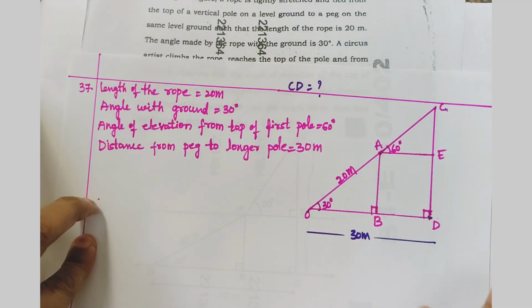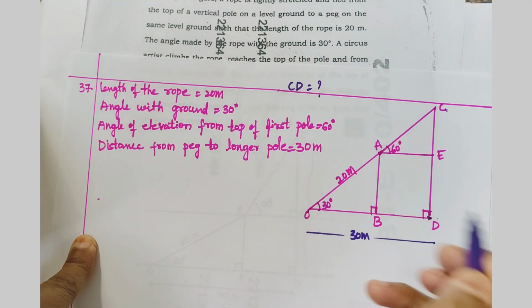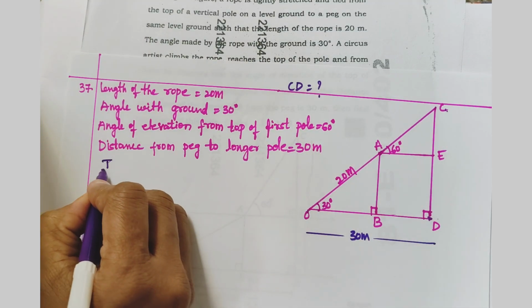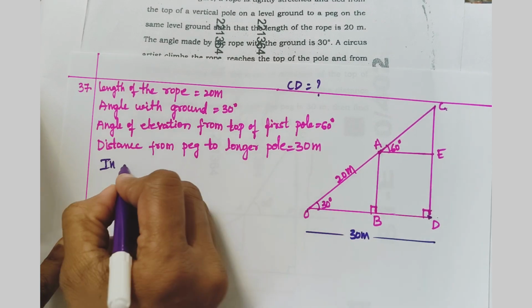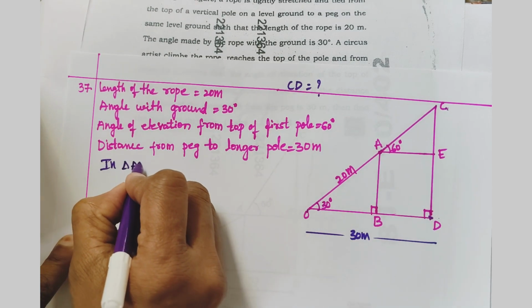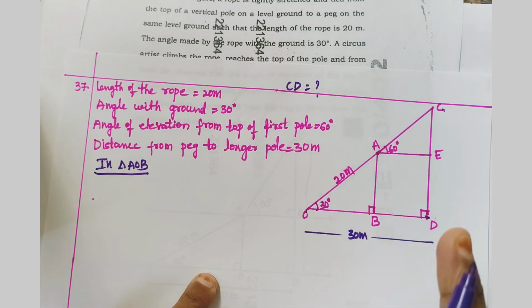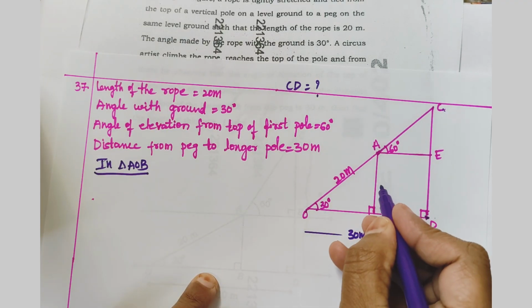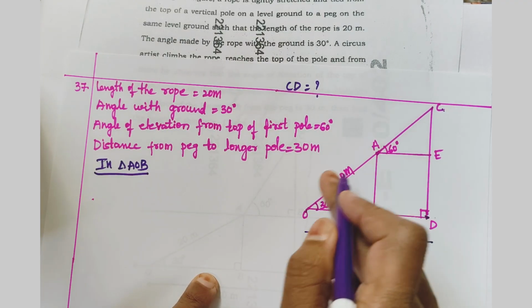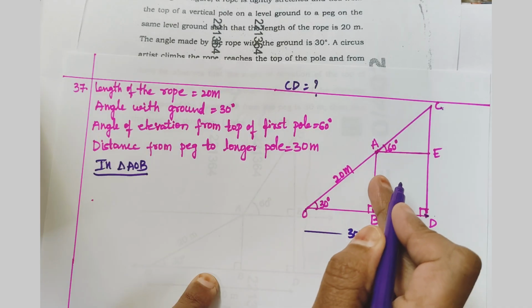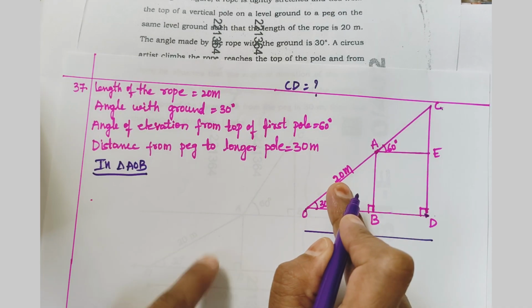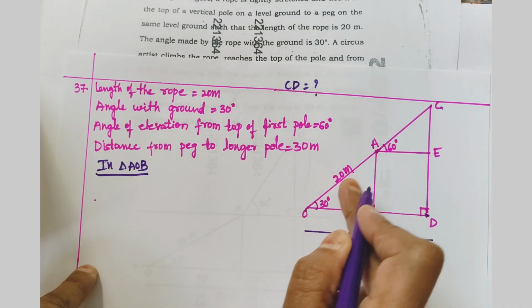Okay. Now what we will do? First we will take this triangle AOB. Step by step I will explain. In triangle AOB, this triangle taking means, sine theta, sine means opposite by hypotenuse. This triangle taking means sine 30, opposite by hypotenuse. Already you know hypotenuse, easily you will get opposite.